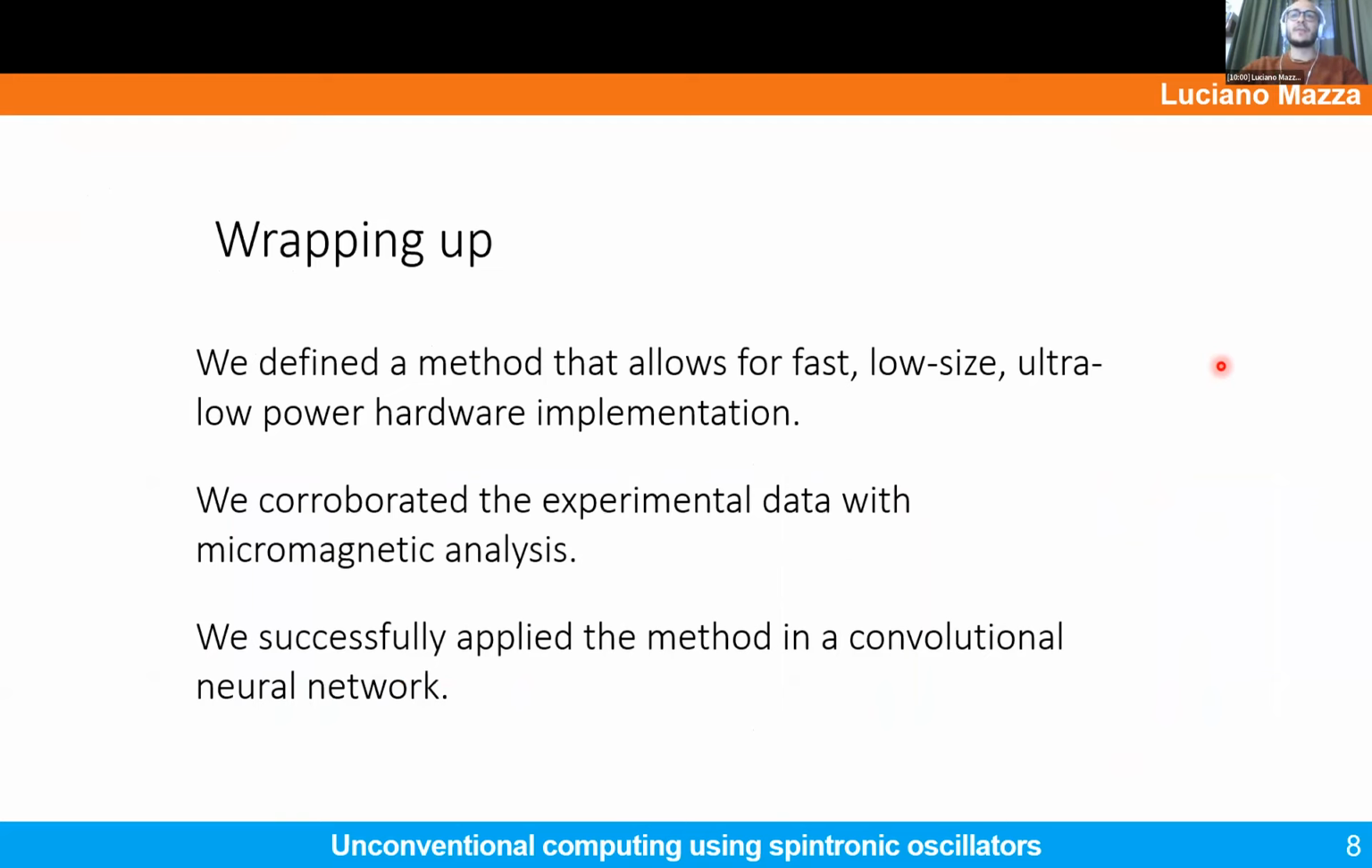So wrapping up, we defined a method that allows for fast, low size, and ultra low power hardware implementation of the convolution using spintronic devices. We corroborated the experimental data with micromagnetic analysis, and we applied successfully this method in a convolutional neural network.